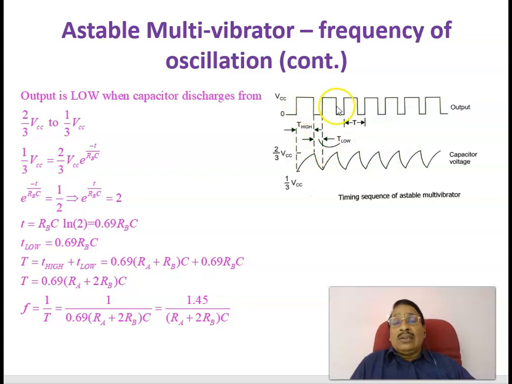Once we calculate the total time period, the output frequency is given by F equal to 1 by T, which is 1 by 0.69 (RA plus 2 RB) into C. Since 1 by 0.69 is 1.45, the frequency is 1.45 divided by (RA plus 2 RB) into C. Therefore, the astable multivibrator output frequency is 1.45 divided by (RA plus 2 RB) into C. That is, the on period plus the off period, T high plus T low, gives the total time period, and 1 by the total time period is the frequency.